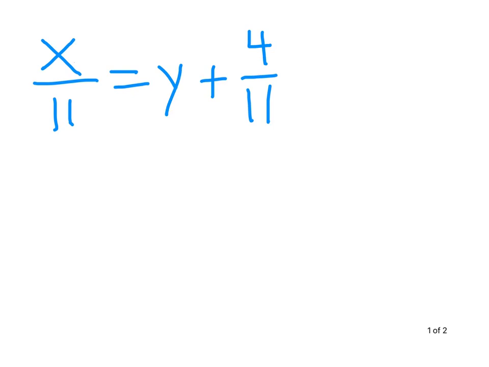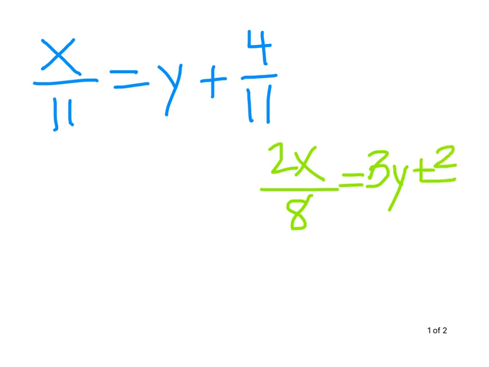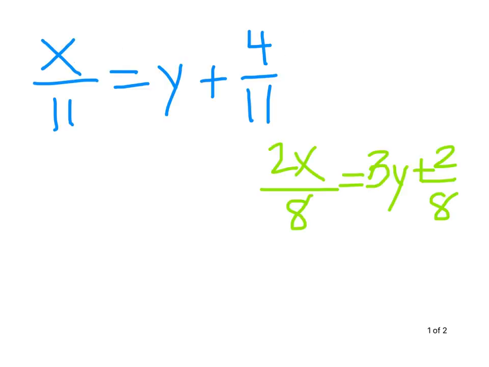And then the second equation is when 2x is divided by 8, the quotient is 3y, and the remainder is 2. And then we want to know, which we'll solve on the next page, what is the value of 13y minus x.